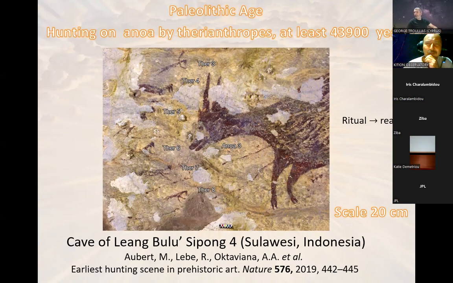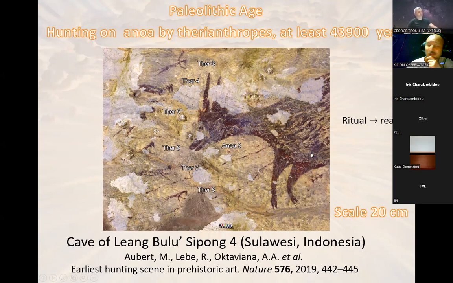So let's go step by step from one period to another. In the Paleolithic age, it is hunting and gathering. We have art from that period, for example, caves filled with images. And here we have one of the oldest images of hunting an animal. We dated it with uranium dating, at least 44,000 years before present. Here we could see an animal, and the 20 centimeter scale shows that the drawing is huge.